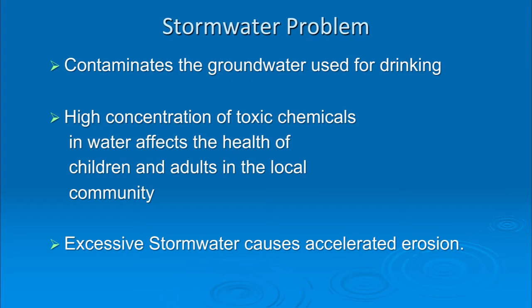Stormwater is not only a problem for surface water, it also contaminates our groundwater, which in many areas we use for drinking. Stormwater can have high concentrations of toxic chemicals in it that are going to affect our health, both children and adults, and our local community. The reason I've separated children and adults is that there are certain chemicals that travel in the water that can affect younger children more than adults, depending on their development. And additionally, excessive stormwater causes accelerated erosion, which we've seen.